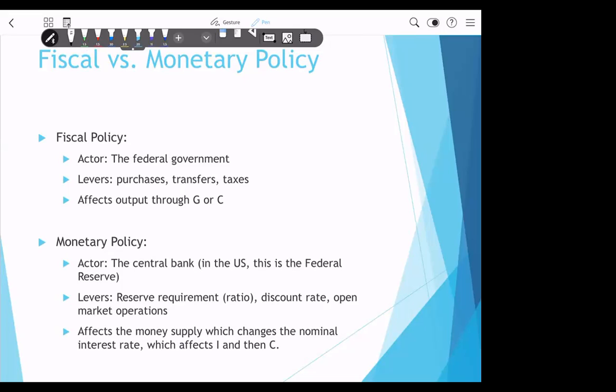Then you have monetary policy, where the actor is the central bank. In the US, this is the Federal Reserve. The levers they can pull, or they can change the reserve requirement or reserve ratio, the discount rate, and open market operations that they can do. This is going to affect the money supply, which changes nominal interest rates, which is going to affect investment and then consumption. Okay, so that's a big, broad summary. Definitely go through that in depth, but hopefully that's like something that will be good for you guys when you go through and review it.